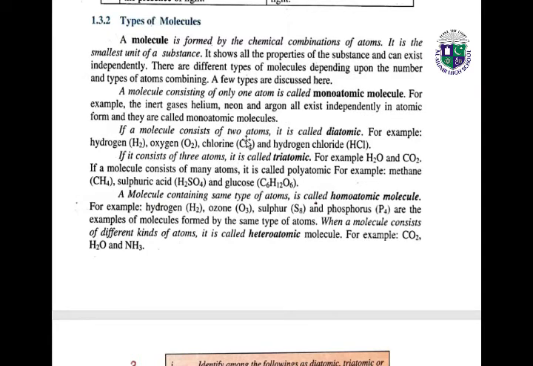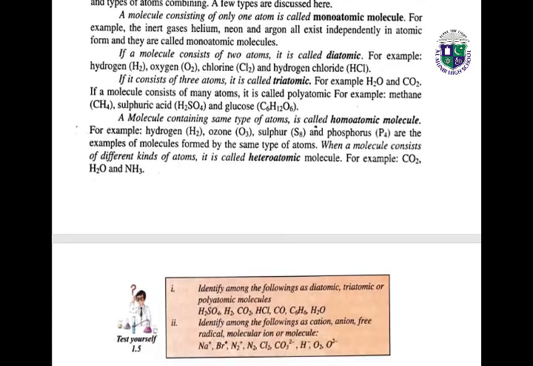If a molecule consists of two atoms, it is called diatomic. For example, H2, O2, Cl2. If it consists of three atoms, it is called triatomic. For example, H2O, CO2. Next, a molecule containing the same type of atoms is called a homoatomic molecule. For example, O3, S8. And if a molecule consists of different kinds of atoms, it is called a heteroatomic molecule. For example, CO2, H2O, and NH3.